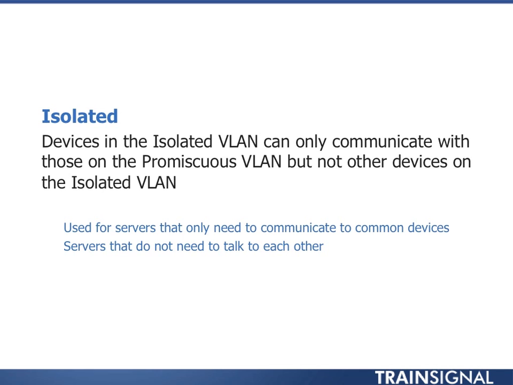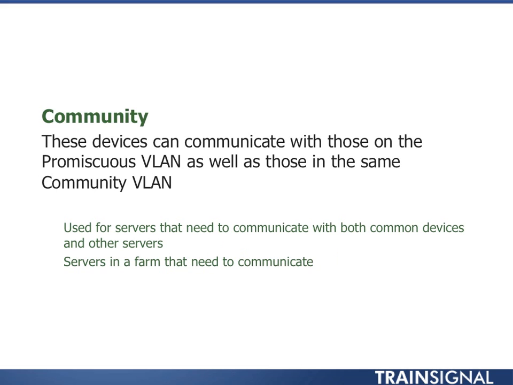It only allows you to talk to the firewall. And then you have community. So you can have multiple community VLANs. So you'll have one primary or promiscuous, one isolated, because there's no need to have multiple isolated VLANs, since isolated VLAN devices can't talk to anything but the one firewall or router. So there's no reason to have multiples of those, but I can have multiple communities.